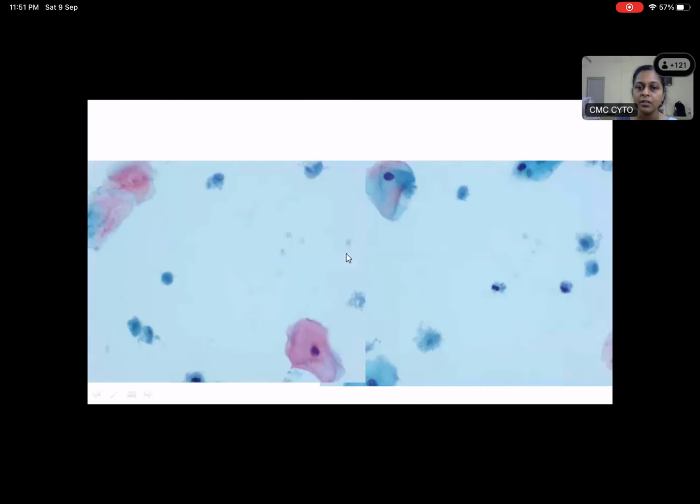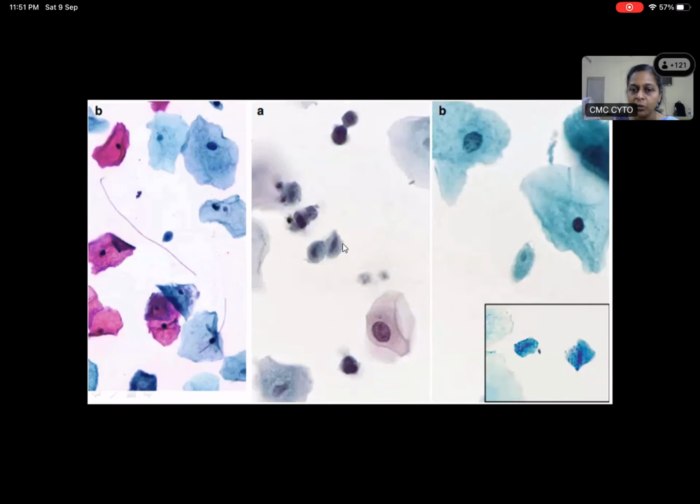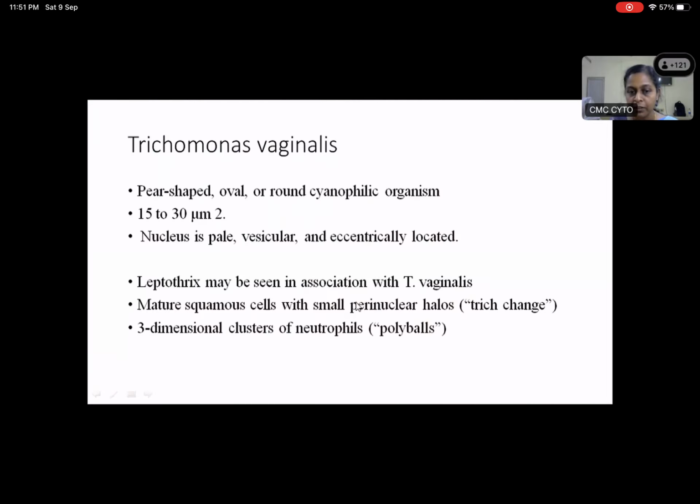So these are actually what we see in real life. And these are good textbook pictures to show you the pear-shaped organisms with that eccentric nuclei, and leptothrix may be associated with trichomonas. Sometimes they may show granularity in the cytoplasm. That also is a feature of trichomonas.